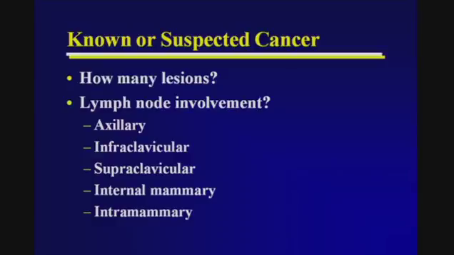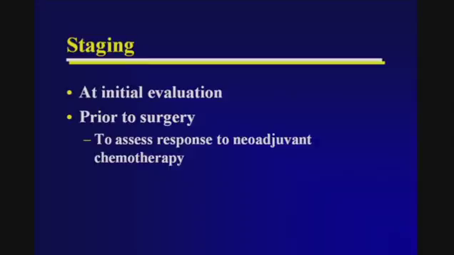So when we have a known or suspected cancer, we want to try to identify how many lesions are present, and is there lymph node involvement? Specifically, is there evidence of involvement of the axillary, infraclavicular, supraclavicular, internal mammary, or intramammary lymph node regions? And staging can be very helpful at the initial evaluation, as well as prior to surgery, to assess response to neoadjuvant chemotherapy, or sometimes we may do staging after the patient has had a surgical resection to see if there's additional disease remaining within the breast or the regional lymph nodes.